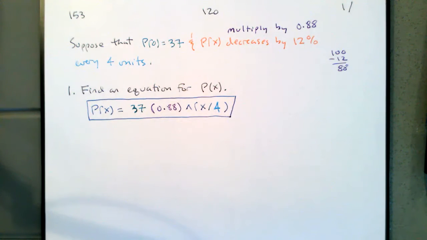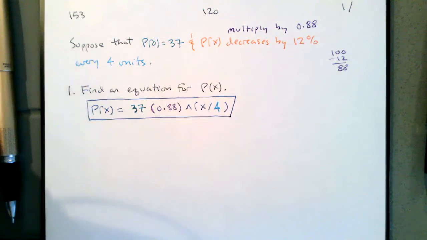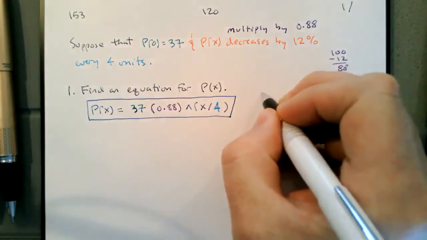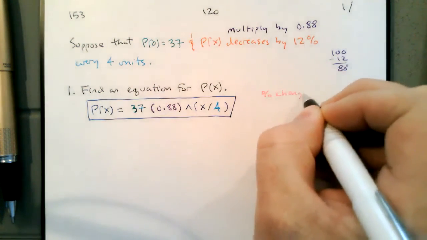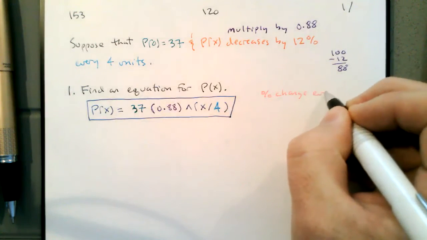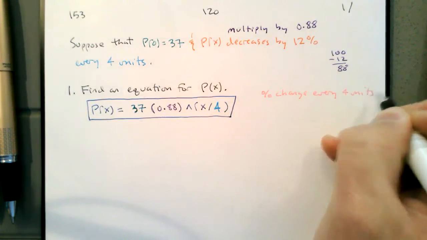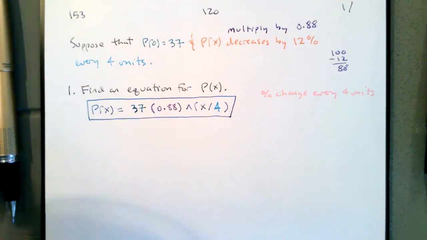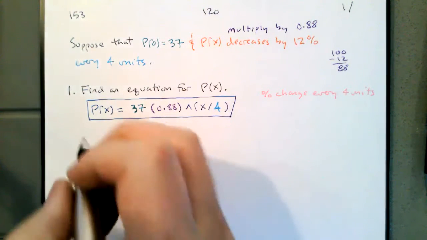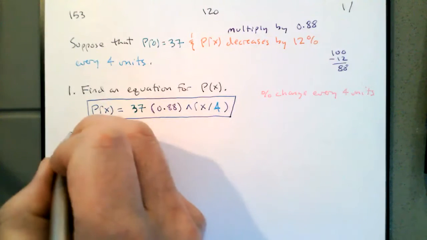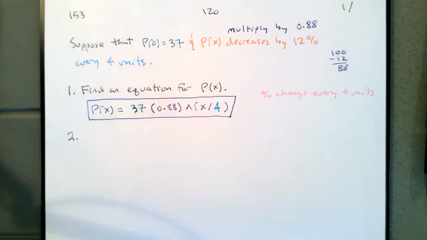So this is the percent change every 4 units. So this description utilizes the percent change every 4 units. But we might want to simplify things in the same way we simplify things with the slope, where we take the rise and divide by the run. So a good follow-up to this, to write our equation in just like 2 numbers, we could figure out what percent does p of x decrease every unit.